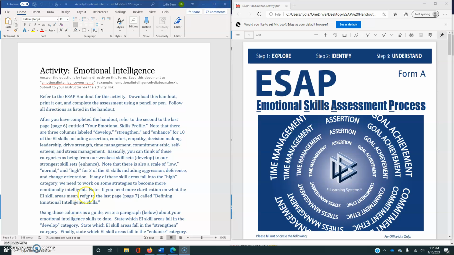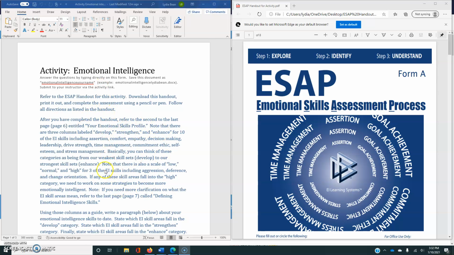Hi students, this tip is about your activity called emotional intelligence. I've provided 3 documents for you, but you're only going to be submitting one, the one on the left here that you see, to me for points. But you're going to need the other documents to help you fill this document out.